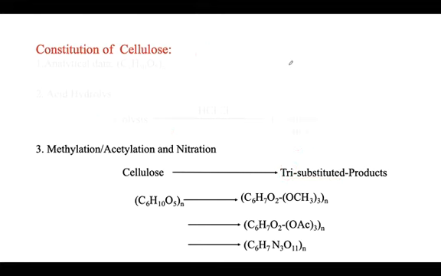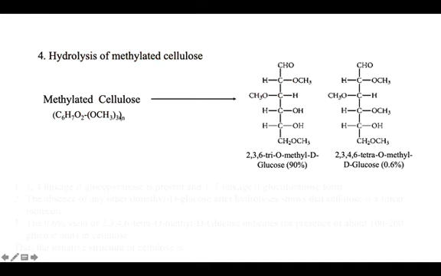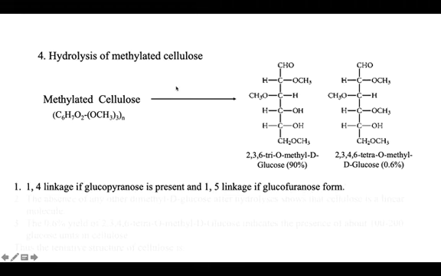Now to confirm the structure further, the methylated cellulose that was obtained in the previous slide is further hydrolyzed using acid hydrolysis, that is HCl. When dilute HCl has been used, we obtain two products. One is 2,3,6-tri-O-methyl-D-glucose, and another is 2,3,4,6-tetra-O-methyl-D-glucose. And the percentage of the two, an important thing to note down here, is around 90% and 0.6%.